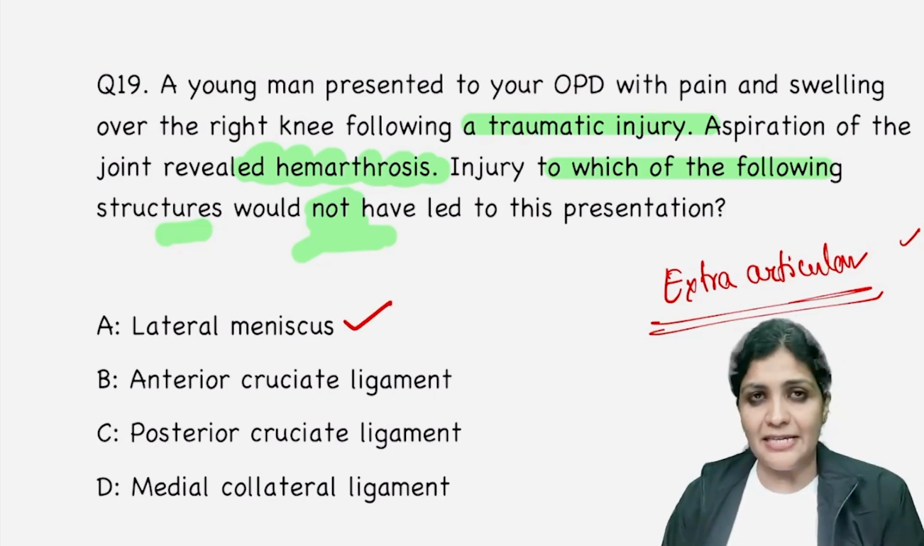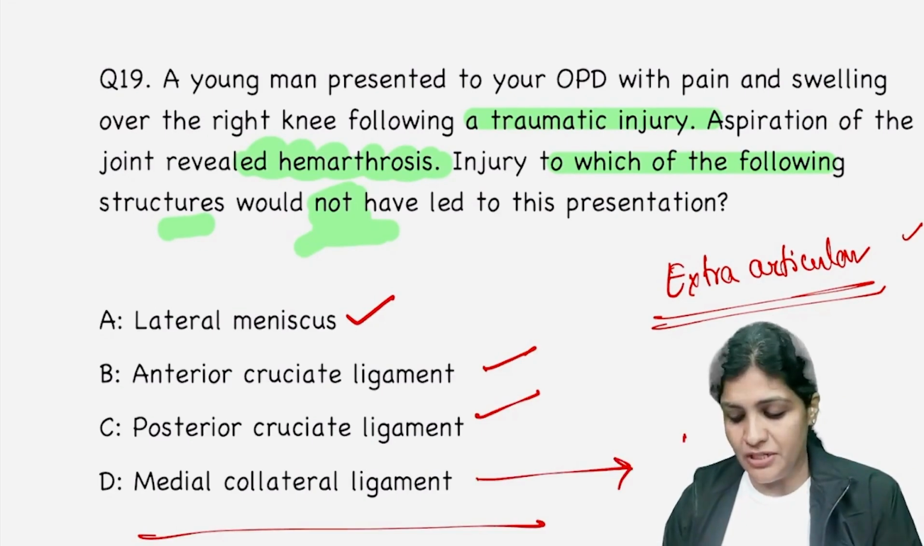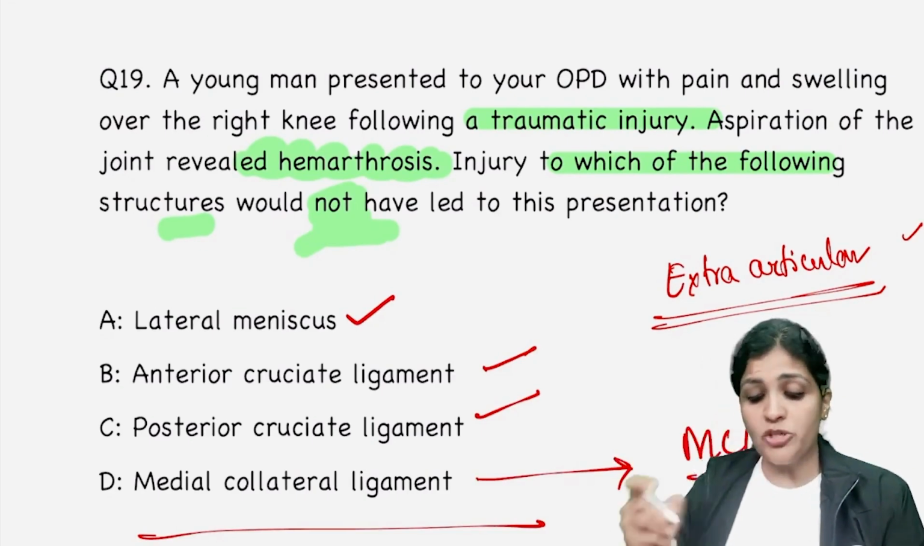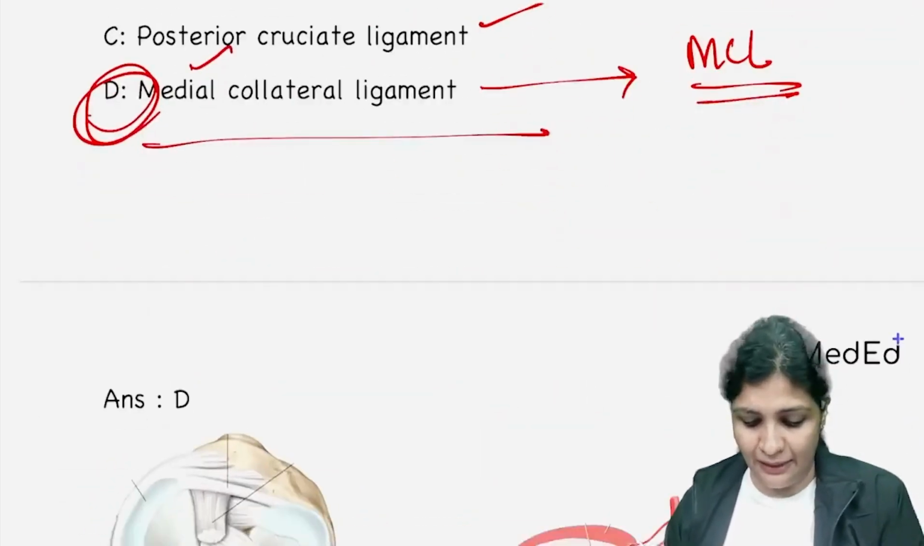So lateral meniscus, it is inside. Cruciate is inside, only the collateral is outside. So this is the MCL which might not have led to this presentation. So answer is here D.